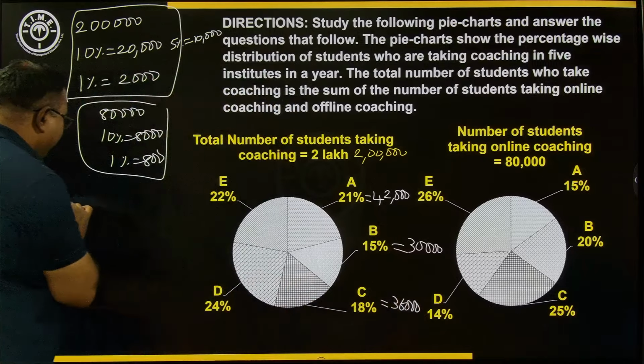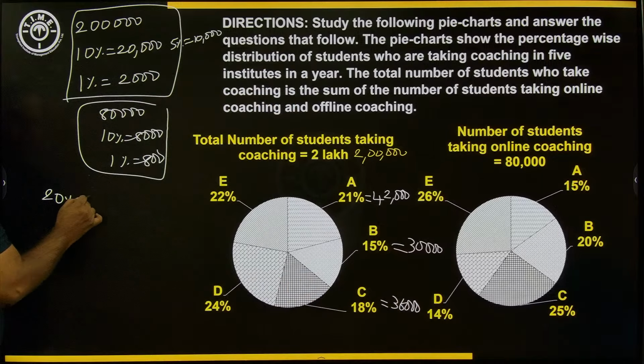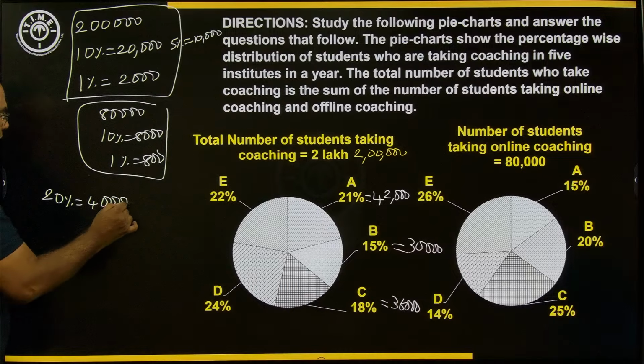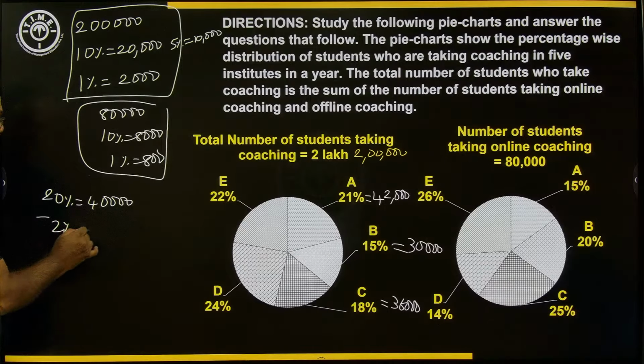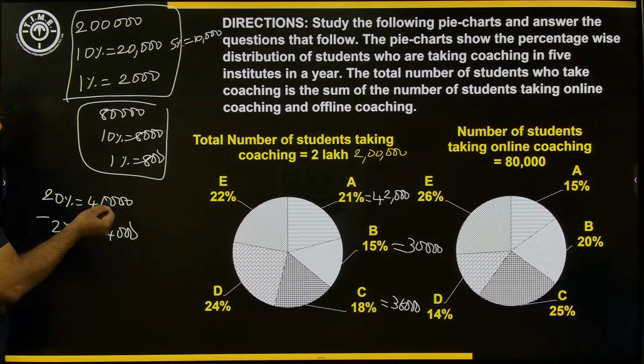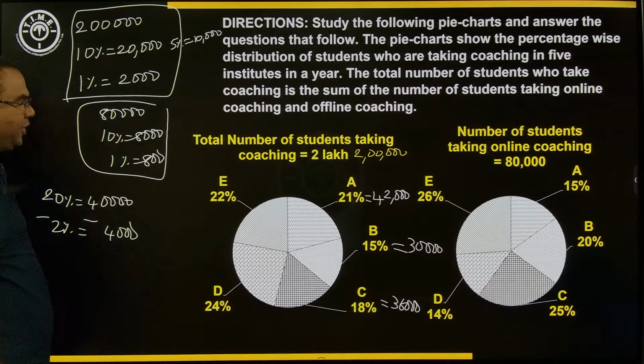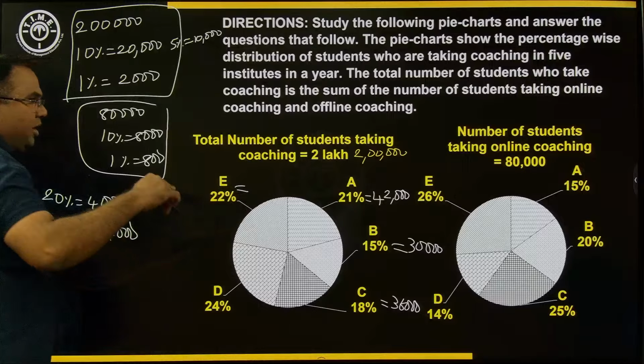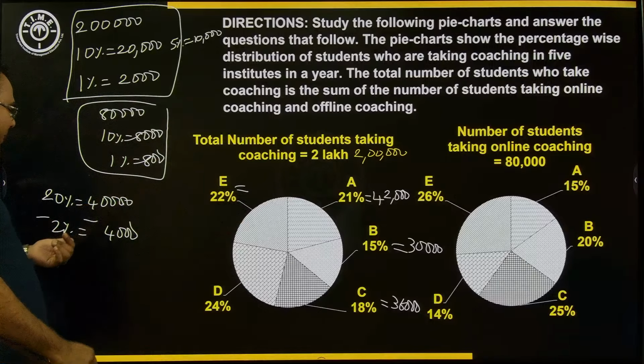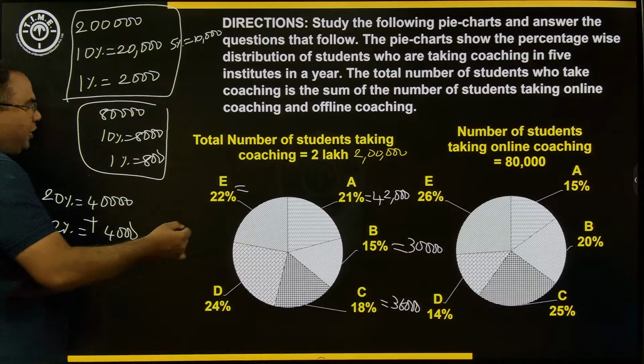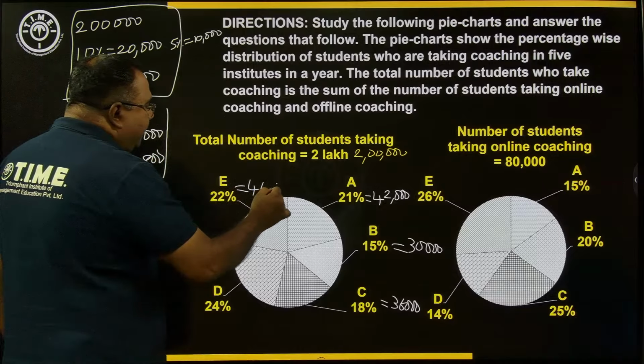Right? Obviously, it is 20%, 40,000. I want 18%. Remove 2%. 2% will be 4,000. Or you just put a point here. When you know 20, 2% will be 4,000. 40 minus 4 is 36. What is 22%? 20 plus 2. So, 20 plus 2 will be 42. So, 40 plus 4, this has to be 44,000.